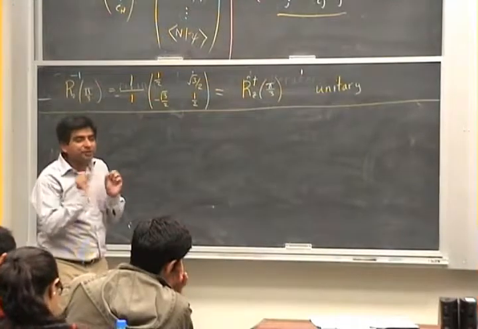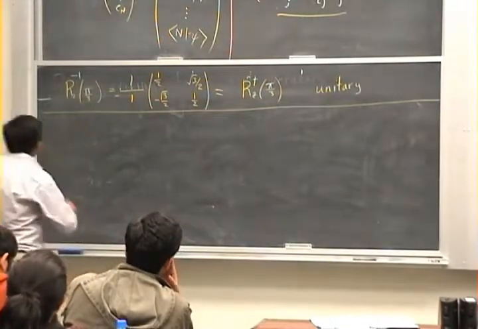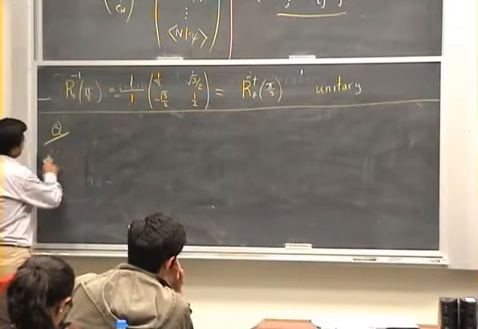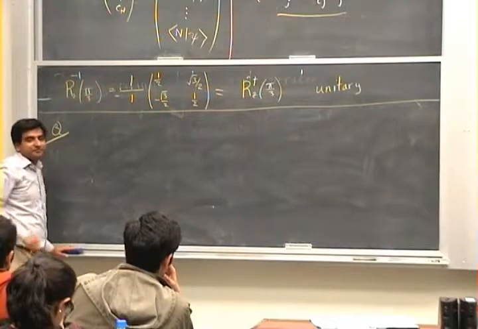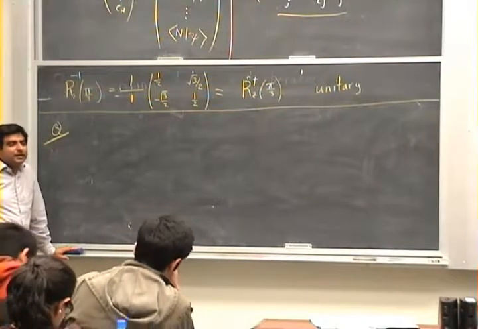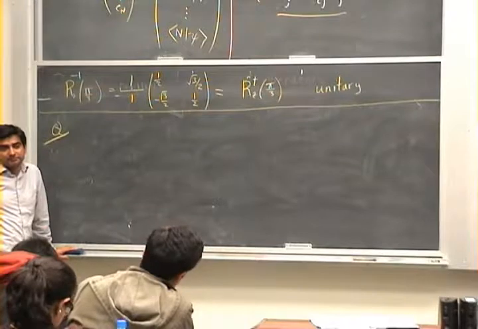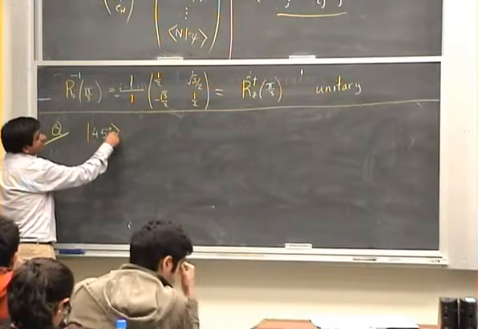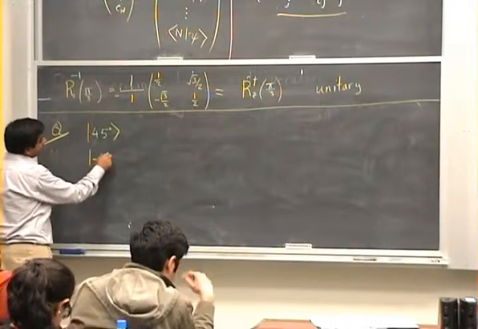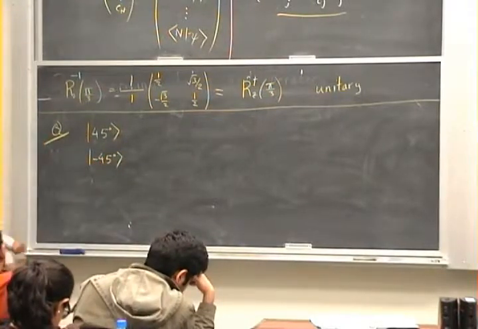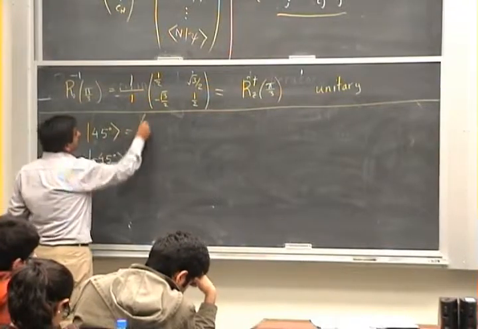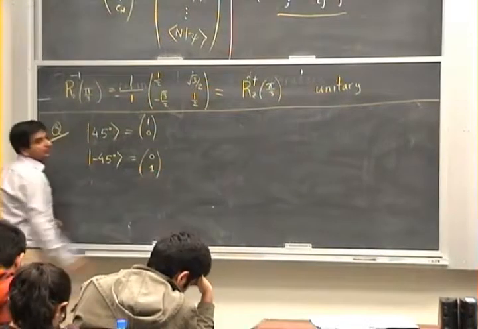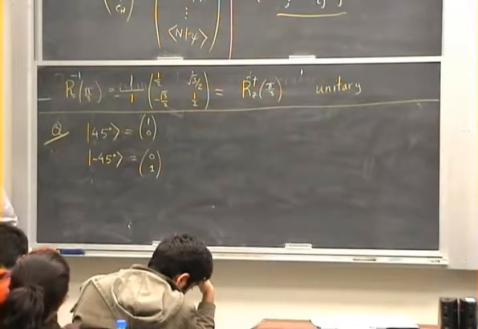Okay, now one small question for you, and I give you 5 minutes to solve this. The question is, I have a two-dimensional system, okay, but I change my basis vectors. My basis vectors are now ket 45 degrees and ket minus 45 degrees, right? So this is represented as 1, 0, whereas this is represented as 0, 1. Okay?